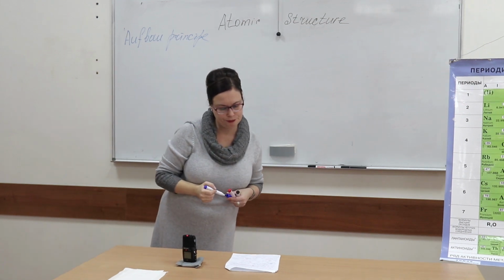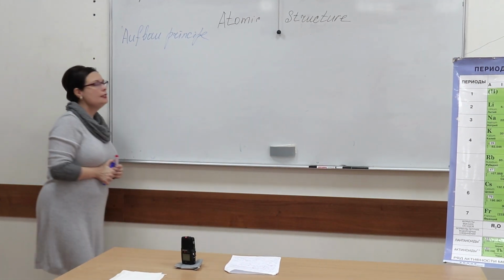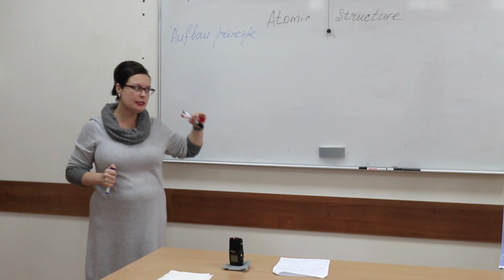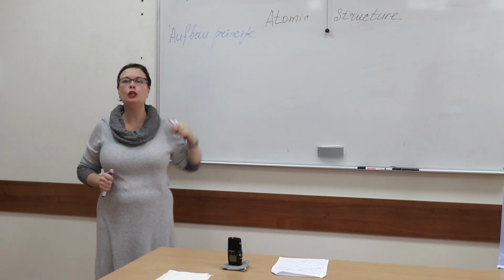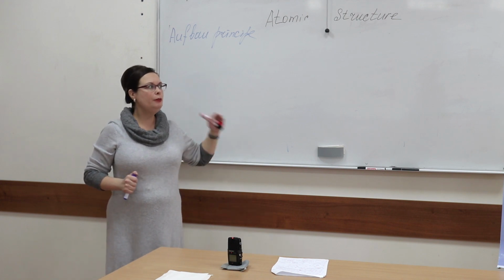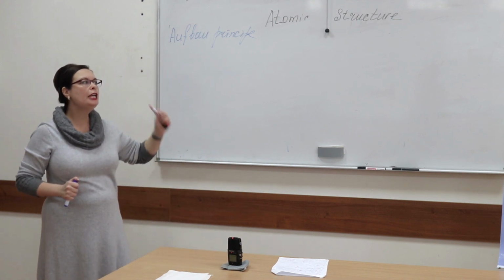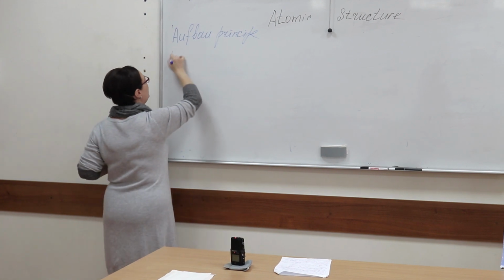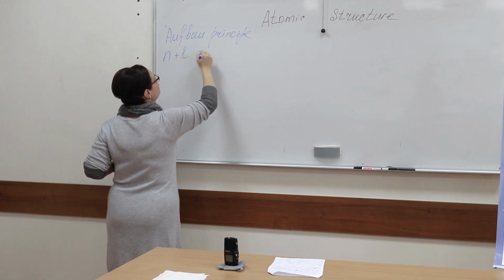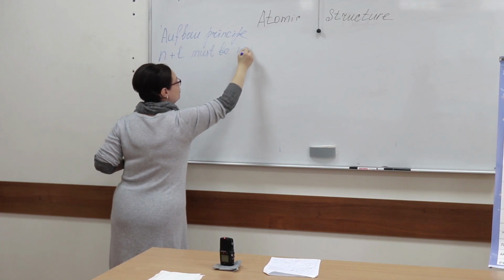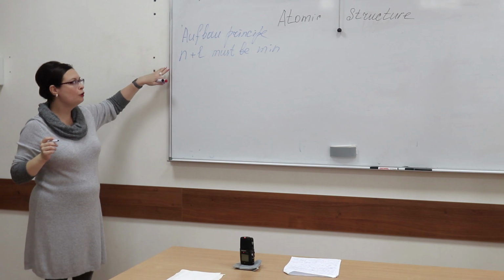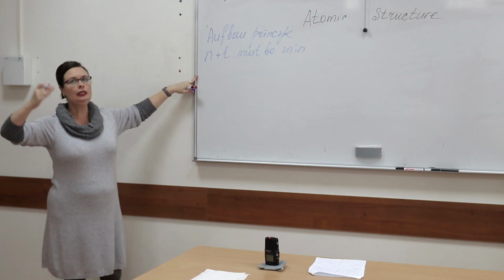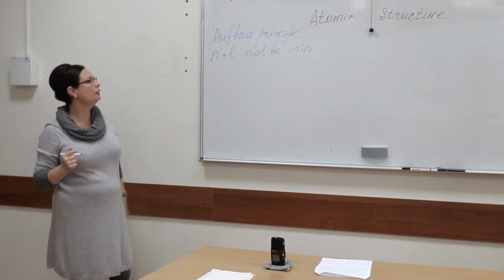Of Bohr principle. It tells us that, firstly, the electron with the lesser sum of principal and azimuthal quantum numbers will be placed in the atom. Electron will take the position with the lowest sum of principal and azimuthal quantum numbers. N plus L must be minimum.